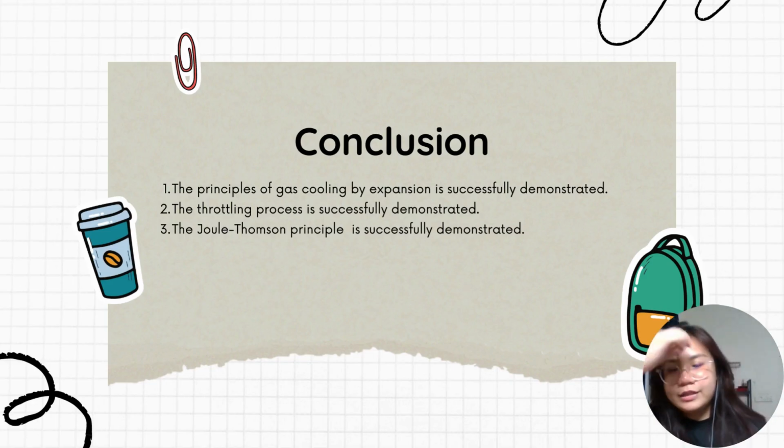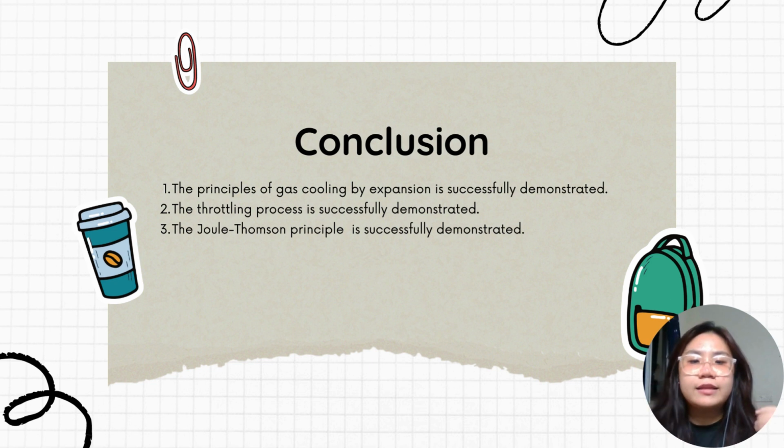As a conclusion, we can say that the principle of gas cooling by expansion is successfully demonstrated. Second, the throttling process is successfully demonstrated. And third, the Joule-Thomson principle is successfully demonstrated.